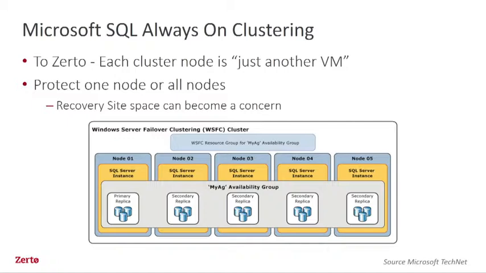But as long as there's no other special use case, if you have a primary and then maybe 2 read-only secondaries, you could protect one, you could protect all of them. It doesn't matter to Zerto. It's really just up to you how you leverage them. Make sense?